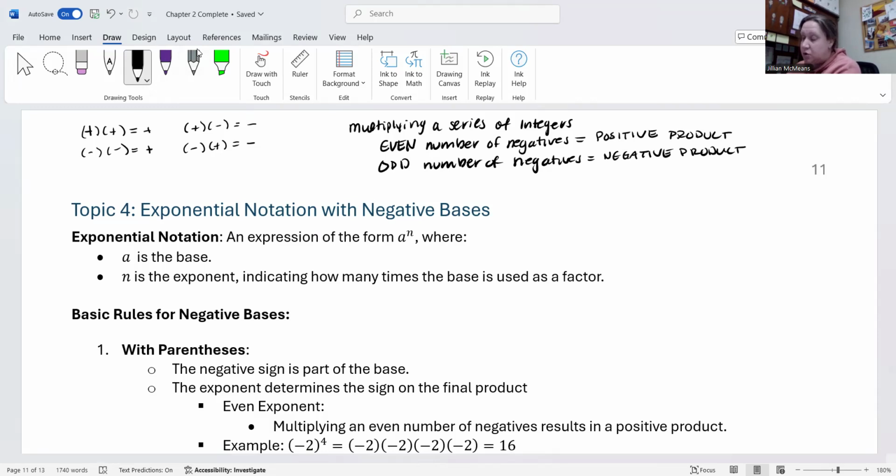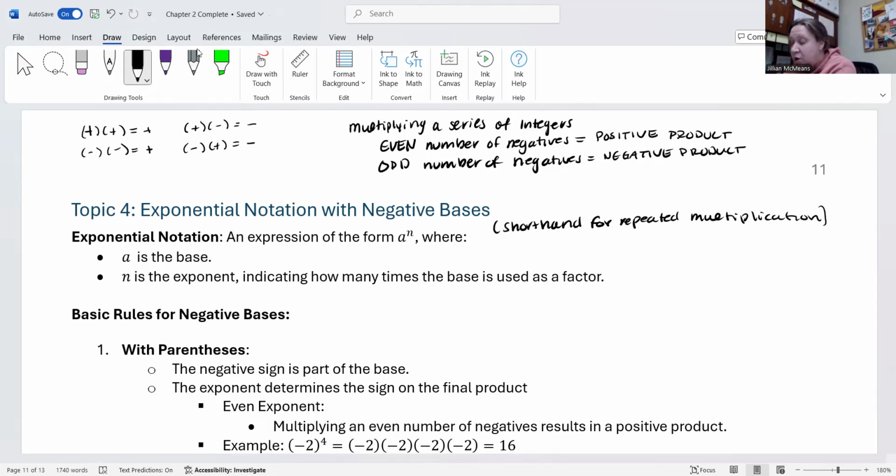You should remember what exponential notation is. Remember, this is shorthand for repeated multiplication. Basically, if you're dealing with exponential notation, you're dealing with an expression of the form a to the n, where a is the base, the number that's being multiplied repeatedly, and n is the exponent, which indicates how many times the base is used as a factor. That's just a fancy way of saying it tells you how many times the base is multiplied by itself.